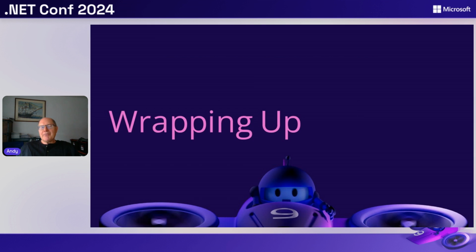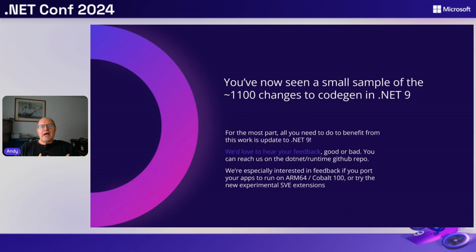All right, so let's wrap things up. I've shown you in the past 20 minutes or so a small sample of the changes that we made in .NET 9. It turned out we made about 1,100 changes to the JIT over the year between .NET 8 and .NET 9. Clearly, there's no way I could give you a view of more than a very small fraction of them. I tried to just highlight a few things that we thought were interesting. And the good news is the only thing you really need to do to see the benefit of all this work is update to .NET 9. You don't have to change anything about the way you code or deploy or anything like that.